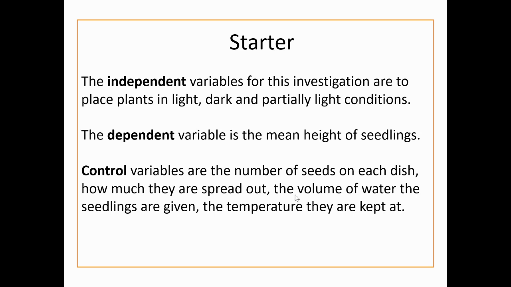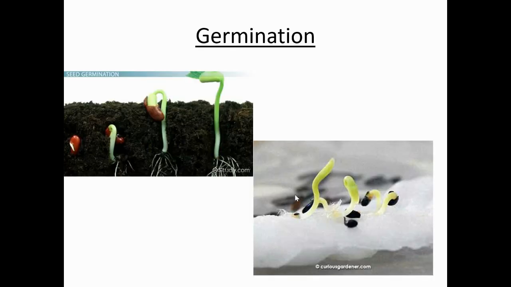And the control variables are the number of seedlings on each dish, how many there are, how spread out they are, the volume of water each seedling is given, and importantly, the temperature that they are kept at. It would be no good to put some on a really hot windowsill and then others in a cold cupboard, because even though you are changing the light, you're also changing the temperature, and that is not the point of this investigation.